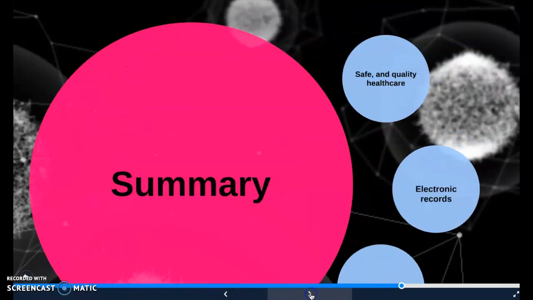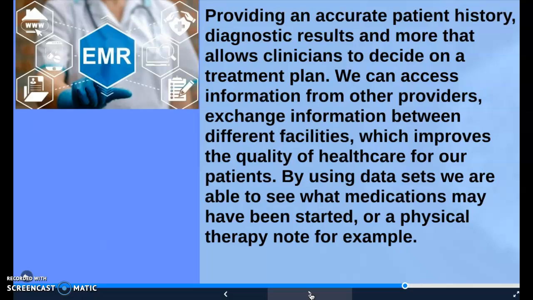In summary, providing an accurate patient history, diagnostic results, and more allows clinicians to decide on a treatment plan. We can access information from other providers and exchange information between facilities, which then improves the quality of healthcare for our patients. By using data sets, we are able to see what medications may have been started, or a physical therapy note, for example.